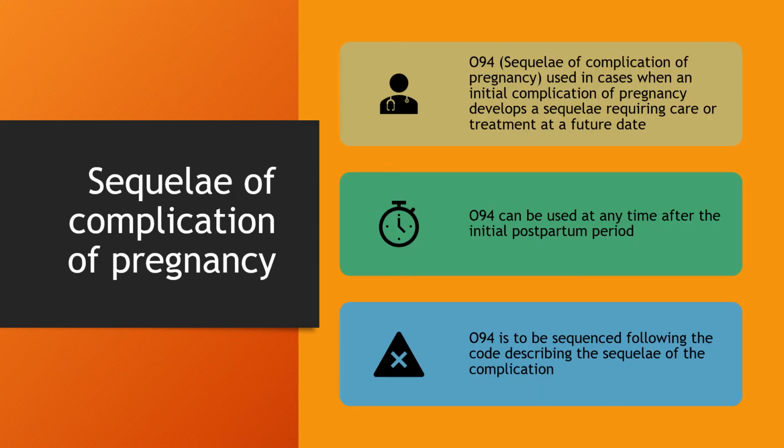Code O94 is for a sequela of complication of pregnancy. It can be used at any time after the initial postpartum period. It's used for cases when an initial complication of pregnancy develops a sequela which requires care or treatment at a future date. O94 is to be sequenced following the code describing the sequela of the complication.